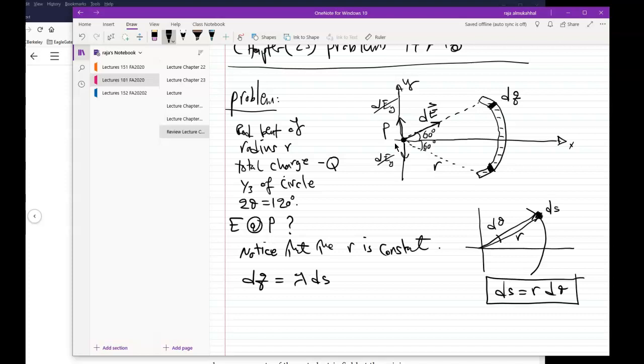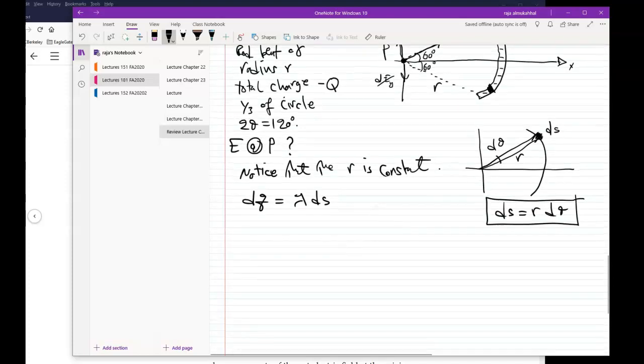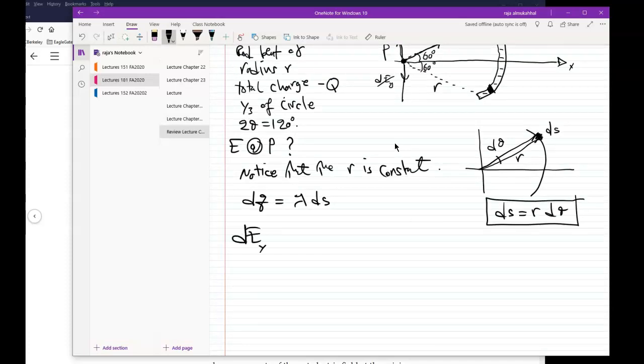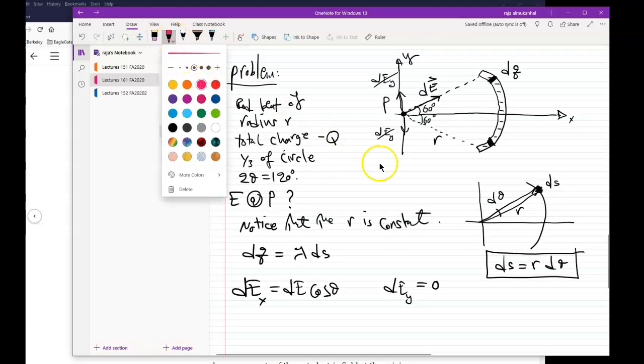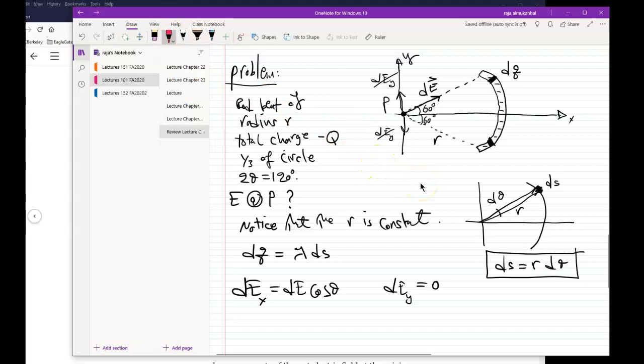We've done something like this when we covered the ring. So here, the only surviving component for the electric field is dEx. So dEx is basically equal to dE cosine theta, and the dEy components all sum up to 0. The whole thing is 0. So back to the diagram. I'll put it in a different color. Take a pink. So dEy is going to look something like that, dEx like that.